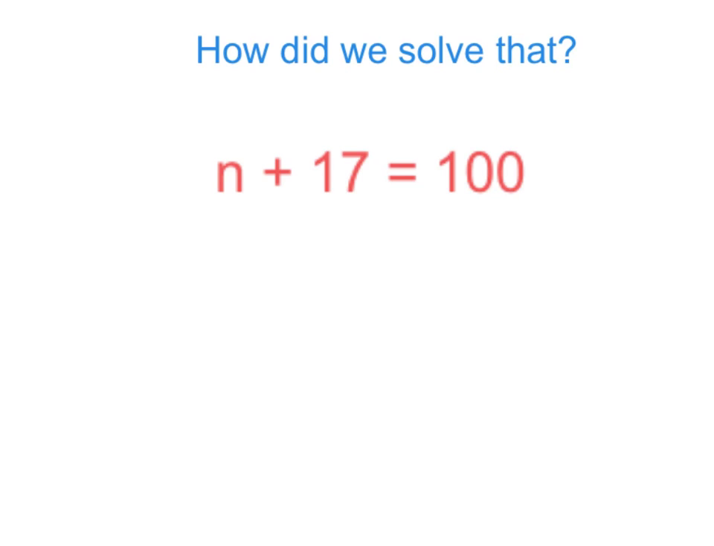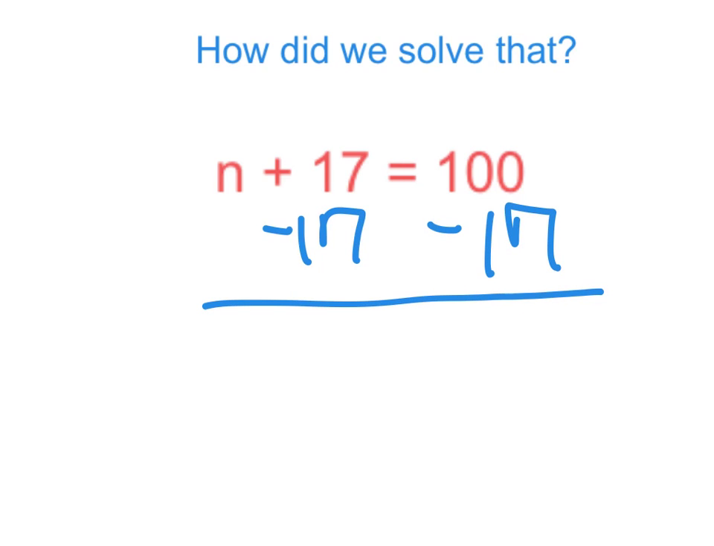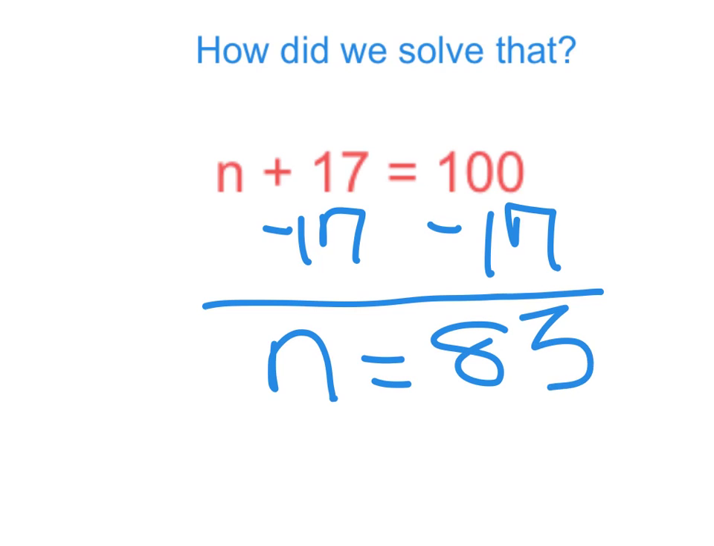To get n by itself, we're going to subtract 17 from both sides. After we do this, we get n equals 83. We know that 83 is our answer because we subtracted 17 from 100. This got n by itself and gave us the answer.